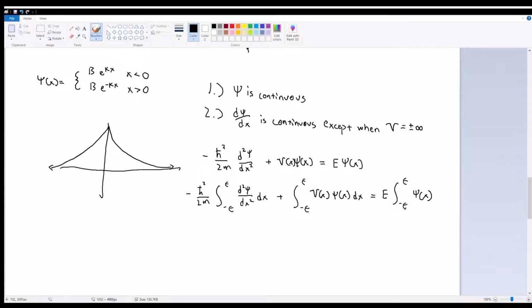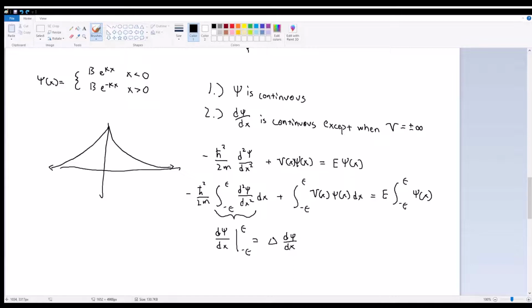Immediately, this first term is just going to be equal to d psi by dx evaluated from negative epsilon to positive epsilon. This can be rewritten as just delta d psi by dx. So what is this? This is just the change in the derivative as we go from negative epsilon to positive epsilon. If we take the limit where epsilon goes to 0, this is basically a determinant of continuity. If this value turns out to be 0 in the limit of epsilon going to 0, then the derivative is continuous.